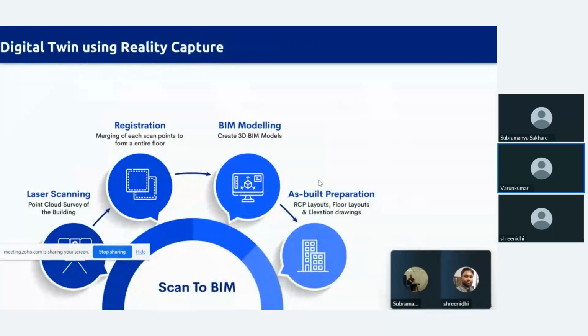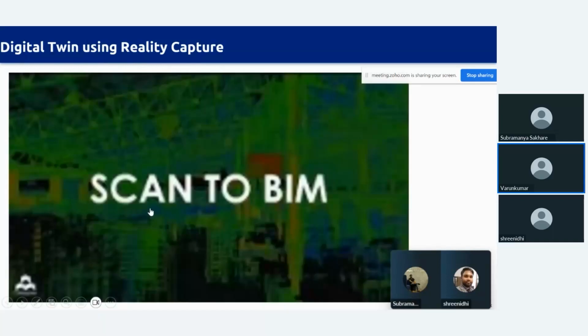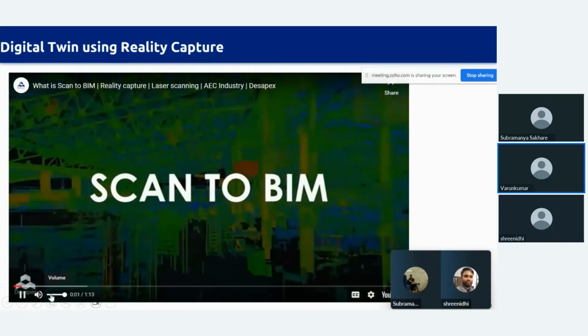This is the method we use for laser scanning. We first scan the facility, then do the registration of that point cloud data, then the modeling is done, and then the RCP or floor plan layouts are created for that factory. It can be machine drawings, or a layout which depicts the machines on that particular floor plate. All those kinds of layered drawings can be produced. And this is the video which explains the process.